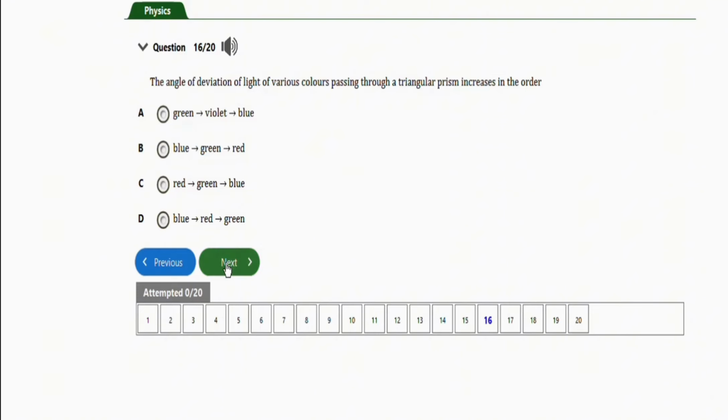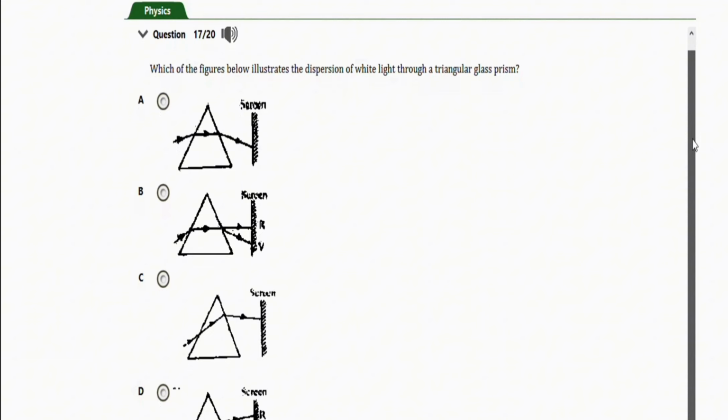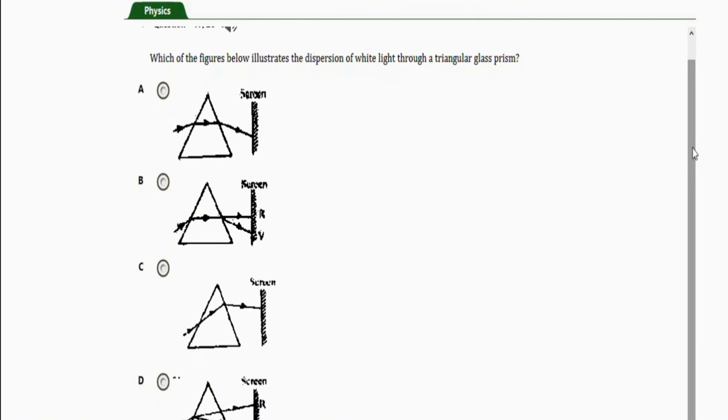Alright, the next question will be this one. It says, which of the figures below illustrates the dispersion of white light through a triangular glass prism? Now guys, take notes of this particular question. I have often seen it repeated. So for this particular question, the correct option here will be option D. This figure we are seeing here, basically option D. That's the correct one.